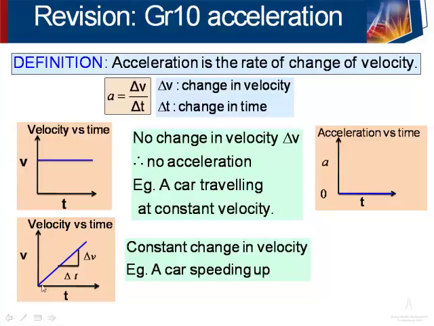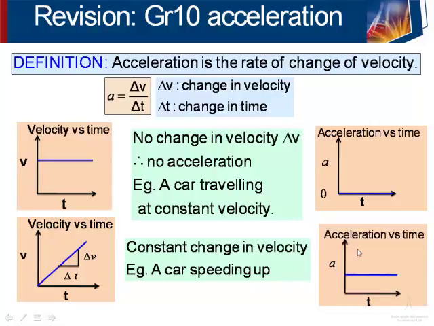So the slope of this graph is positive and constant, and therefore this gives us an acceleration value which is positive and is therefore above the 0 axis, and is constant. So we'd be able to calculate the acceleration for this velocity versus time graph as a positive value and constant.